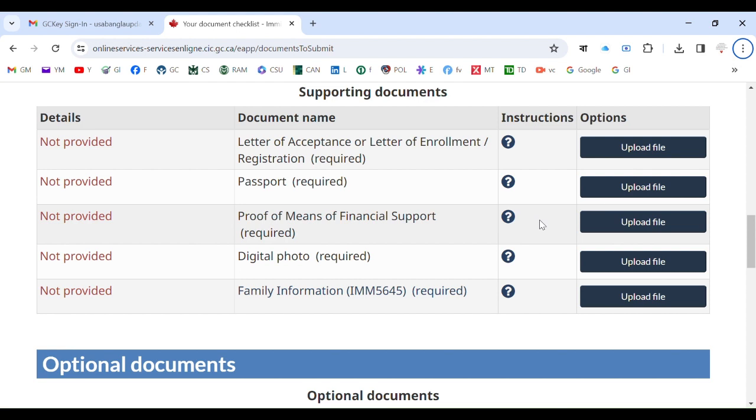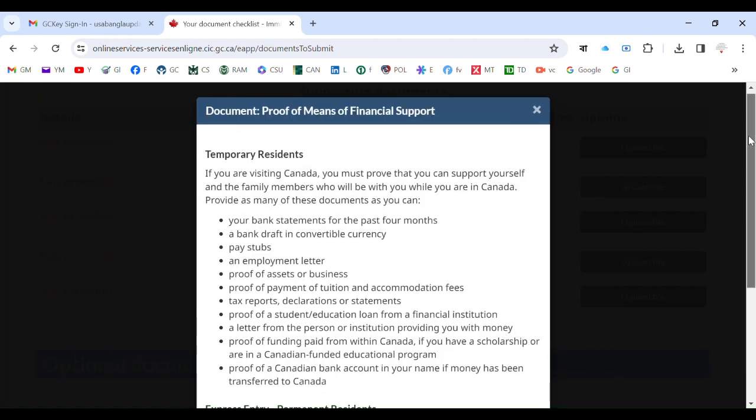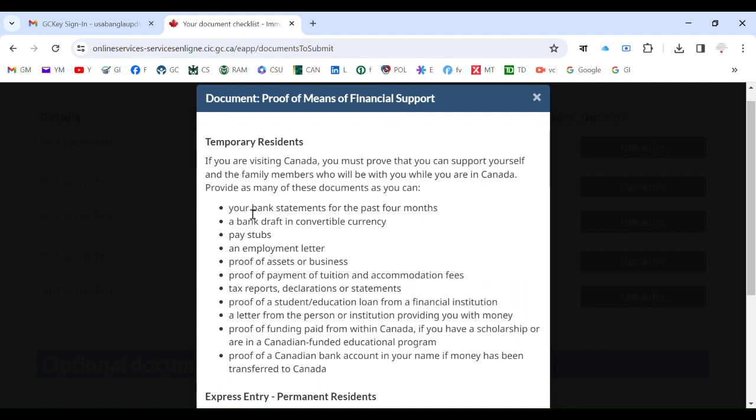Okay, so now let's click here and understand what proof of means of financial support means. First, your bank statements for the past 4 months. The minimum requirement for Canada is at least the last 4 months. Like today is April 24, so you should have a statement from December 23 to April 24, or November 23 to December. 4 months is the minimum, so you can go for higher. It's better to do 4, 5, 6 months, but if you have opened an account only 3 months ago, then you can do only 4 months, nothing too special.